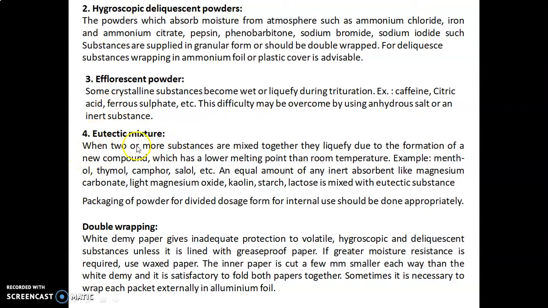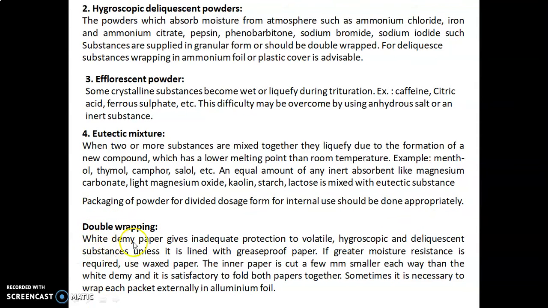Eutectic mixture: when two or more substances are mixed together, they liquefy due to the formation of a new compound which has a lower melting point than room temperature. Examples are menthol, thymol, camphor, salol, etc. An equal amount of any inert absorbent like magnesium carbonate, light magnesium oxide, kaolin, starch, or lactose is mixed with the eutectic substance. Packaging of powder for divided dosage form for internal use should be done appropriately.